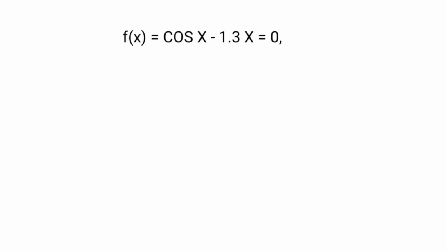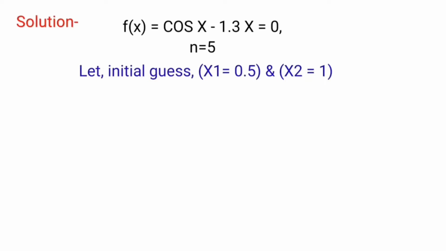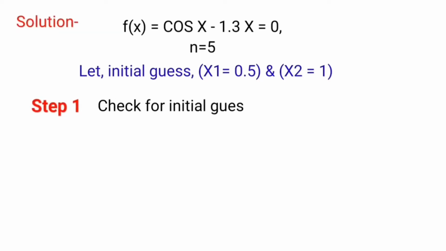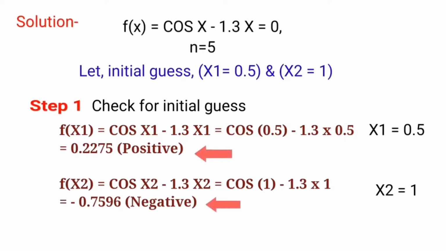So the solution for that numerical, starting with the function, that is cos x minus 1.3x equal to 0, and the number of iterations given is 5. Initial guesses that you have to assume are x1 equal to 0.5 and x2 equal to 1. Next step is to find the functions f of x1 and f of x2 for verifying whether the initial guesses are right or wrong. The answer we got: f of x1 is positive, 0.22, and f of x2 is minus 0.75, which is negative.